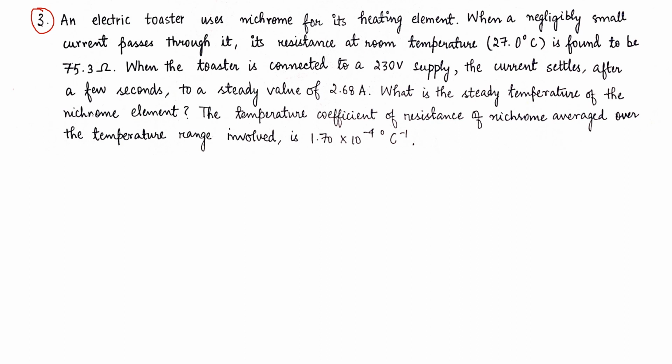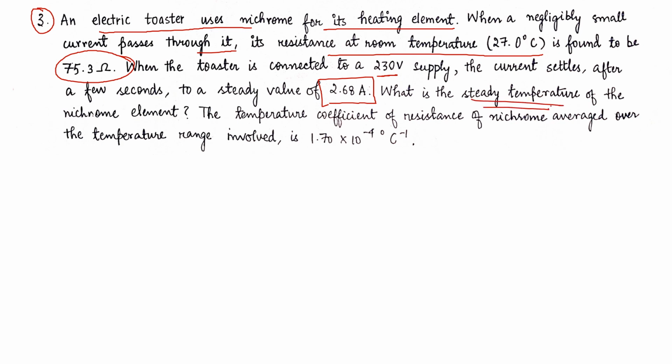So let's read it out. An electric toaster uses nichrome for its heating element. When a negligibly small current passes through it, its resistance at room temperature, 27 degrees centigrade, is found to be 75.3 ohm. When the toaster is connected to a 230 volt supply, the current settles after a few seconds to a steady value of 2.68 ampere. What is the steady temperature of the nichrome element? The temperature coefficient of resistance of nichrome averaged over the temperature range involved is given.